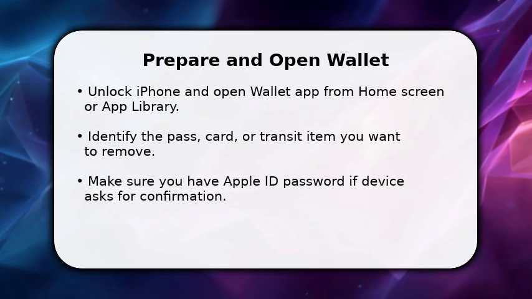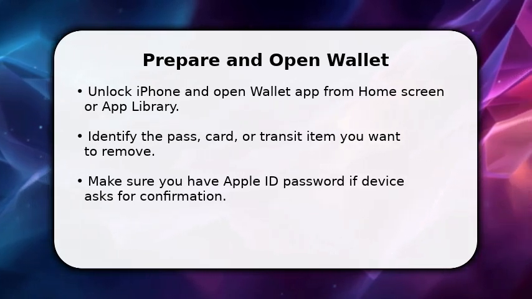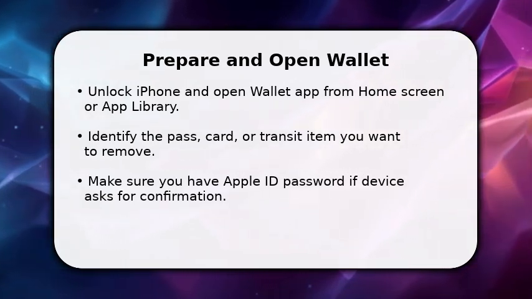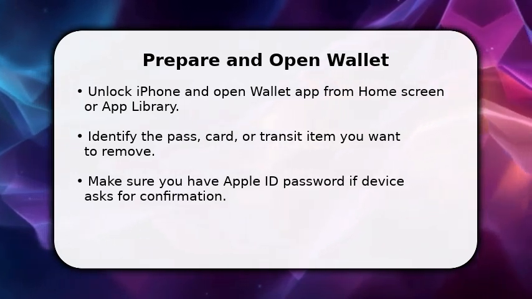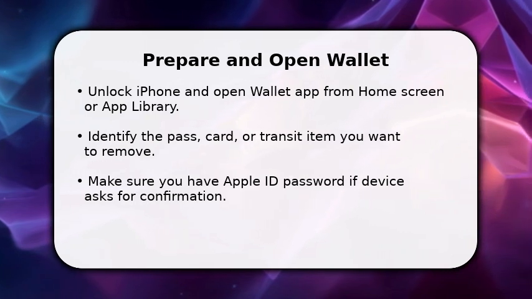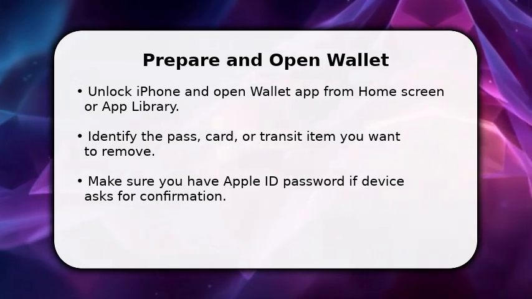You start by unlocking your iPhone and opening the Wallet app. This gets you straight into your stored items. Once done, scan the list and tap the specific card, pass, or transit ticket you intend to remove so you don't accidentally delete the wrong item.